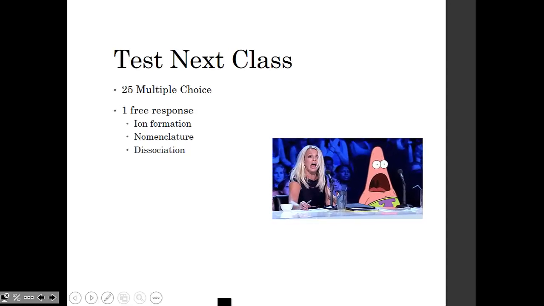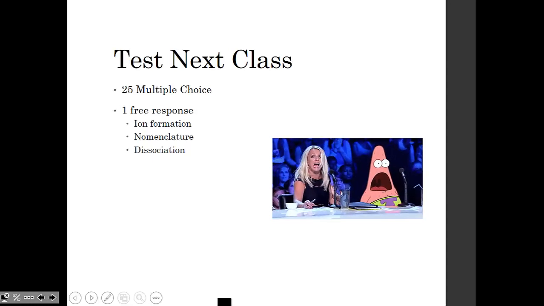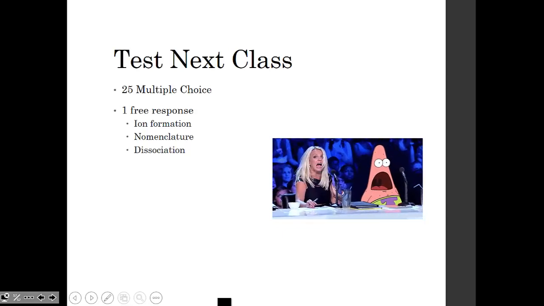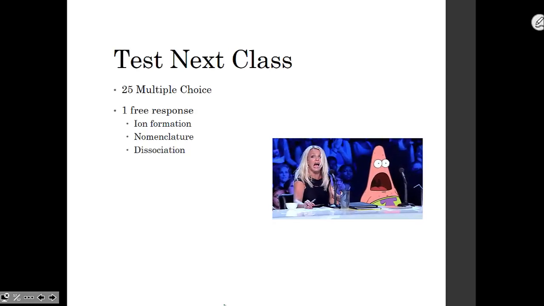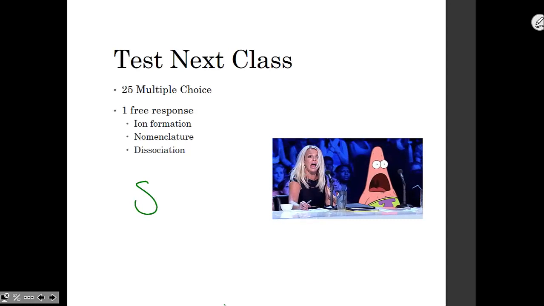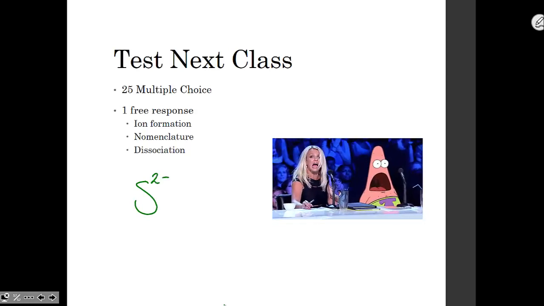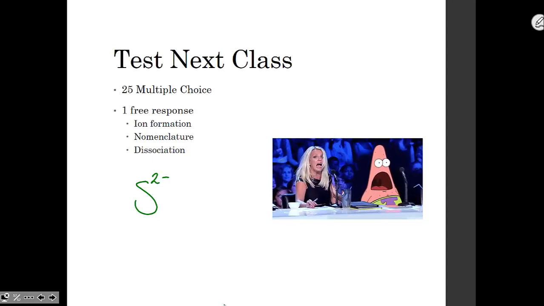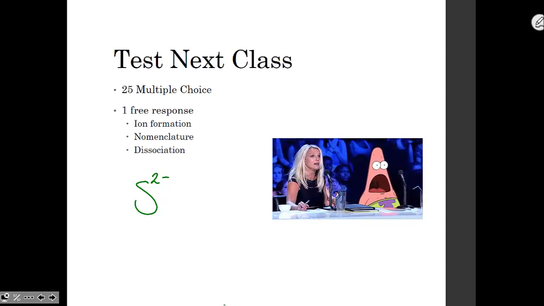Next time in class, we will be taking our Unit 4A test with 25 multiple choice questions. You will have a free response, and since we have not had a free response practice, we haven't had a quiz in this unit, I will tell you what the free response is. For the first part of the free response, I will give you some element like sulfur, and I will say sulfur forms an ion. What ion does it form? And you've got to say sulfur has a -2 oxidation state, becoming sulfide. Then I'll say sulfur reacts with the polyatomic ion ammonium to make ammonium sulfide. What is the formula for ammonium sulfide?